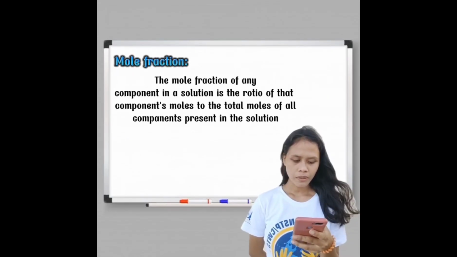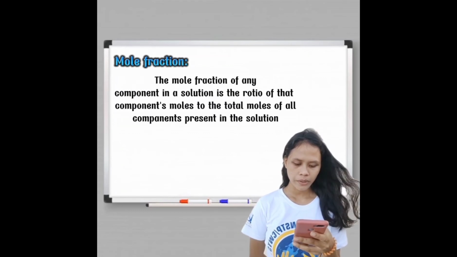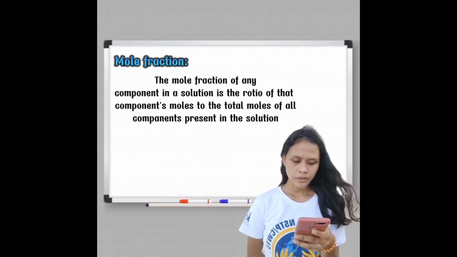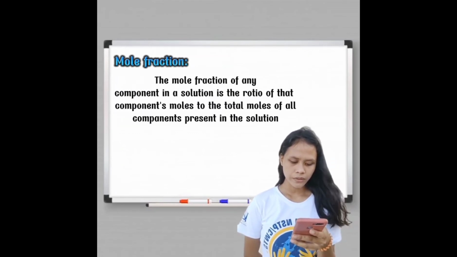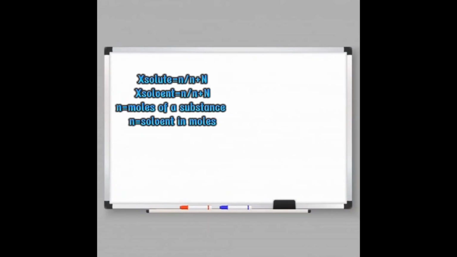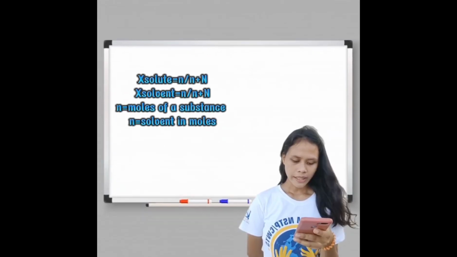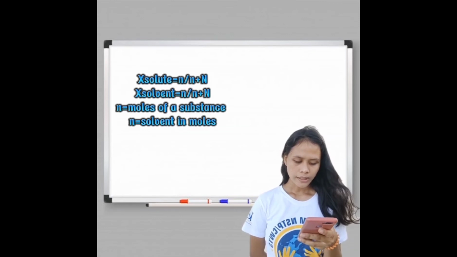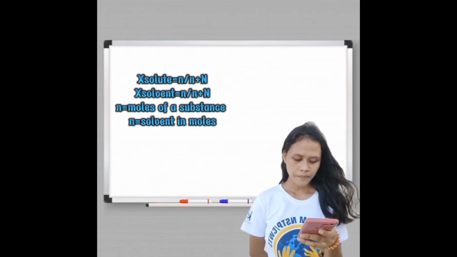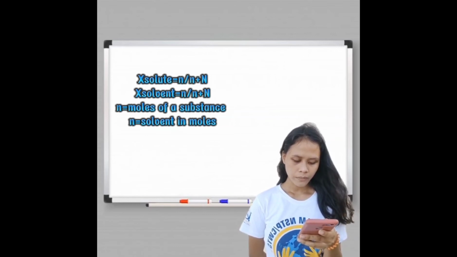Mole fraction. The mole fraction of any component in a solution is the ratio of that component's moles to the total moles of all components present in the solution. X solute equals n over n plus N. X solvent equals N over n plus N. Here, n equals moles of solute, and N equals moles of solvent.